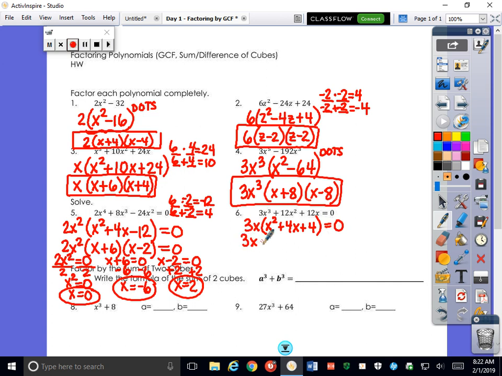The x squared plus 4x plus 4 could factor into x plus 2 and x plus 2, because 2 times 2 is 4 and 2 plus 2 is 4. So 3x equals 0, making x equal to 0 when you divide by 3. X plus 2 equals 0, and we only have to do that one time because the other one is the exact same. So this one has 2 solutions, 0 and negative 2.